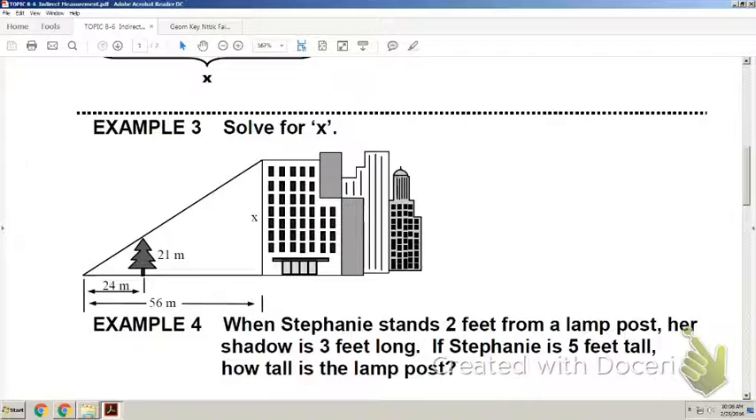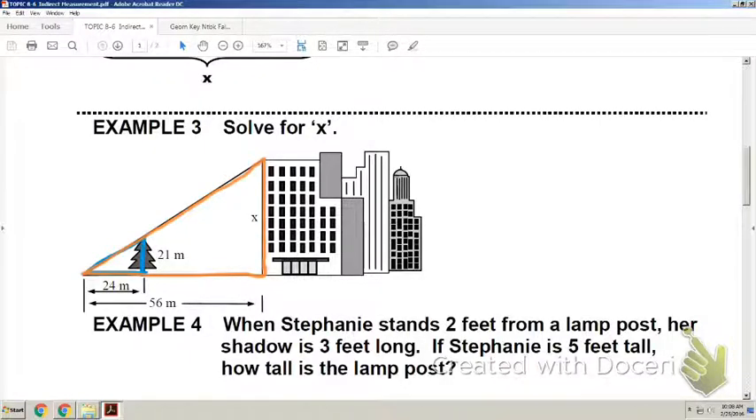Okay, now I have example 3, and there's pictures this time. We have a tree that makes up the small triangle. So there's a small triangle here. We have the height of the tree, and then it's probably the shadow of the tree, that's 24. And then we have the larger triangle that represents the height of a building and its shadow, which is 56. We are looking for the height of the building.